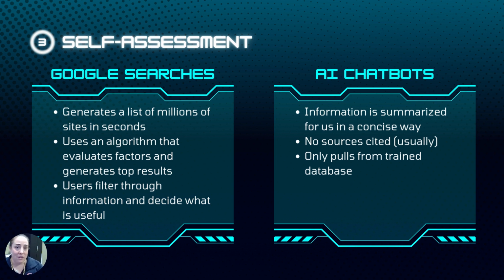Usually, they're not citing sources. Some AI chatbots do, especially the ones that are geared toward educators. Those are citing sources, but lots of them don't. And again, it's only pulling from a trained database.